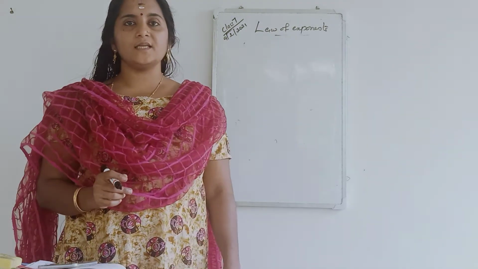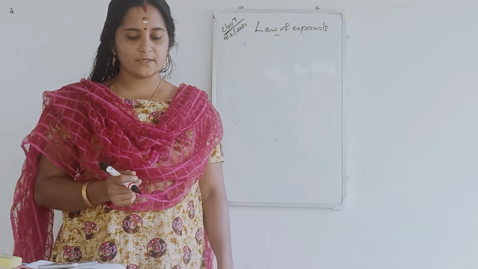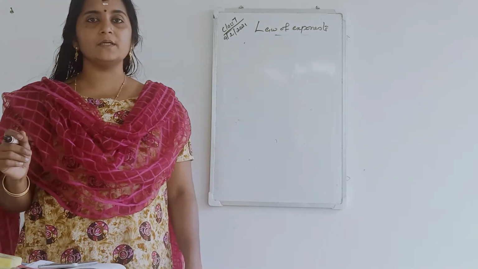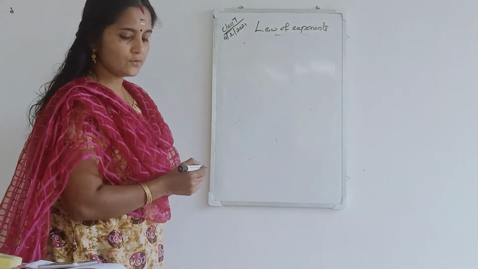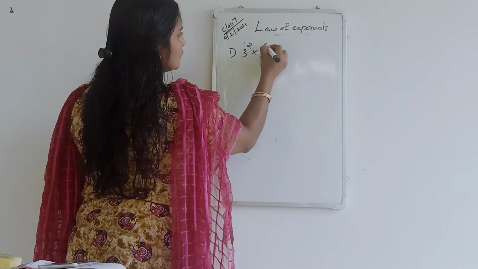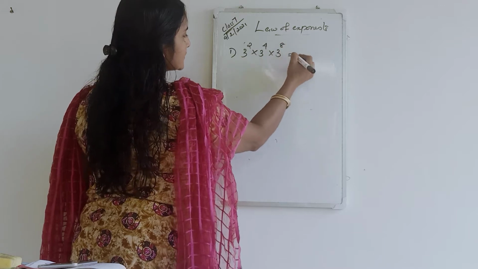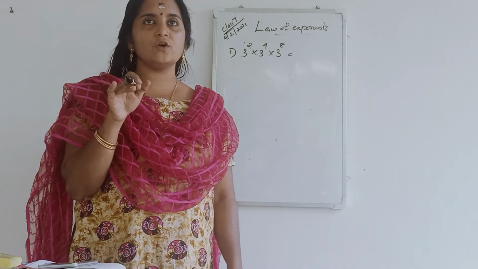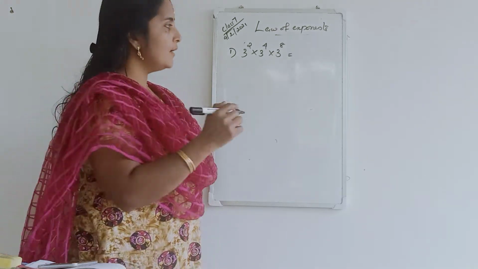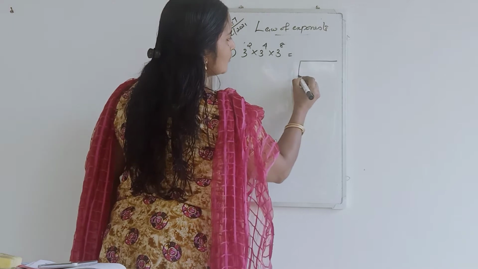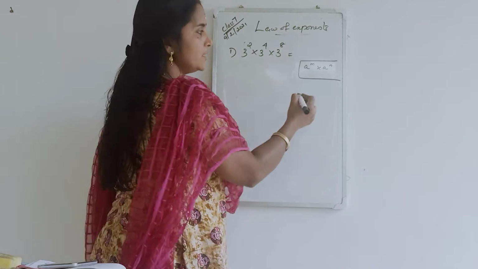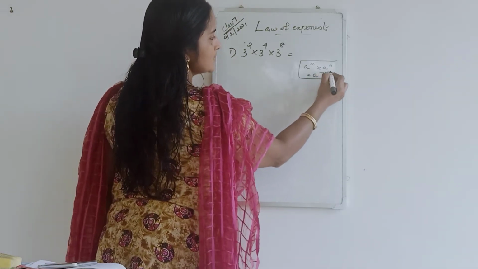Exercise 13.2. Using the laws of exponents, simplify and write the answer in exponential form. That is page number 260. The first question is 3 raised to 2 into 3 raised to 4 into 3 raised to 8. Here the bases are the same, so which law do we apply here? a raised to m into a raised to n. Every time, write on the right side which law we applied: a raised to m into a raised to n is a raised to m plus n.